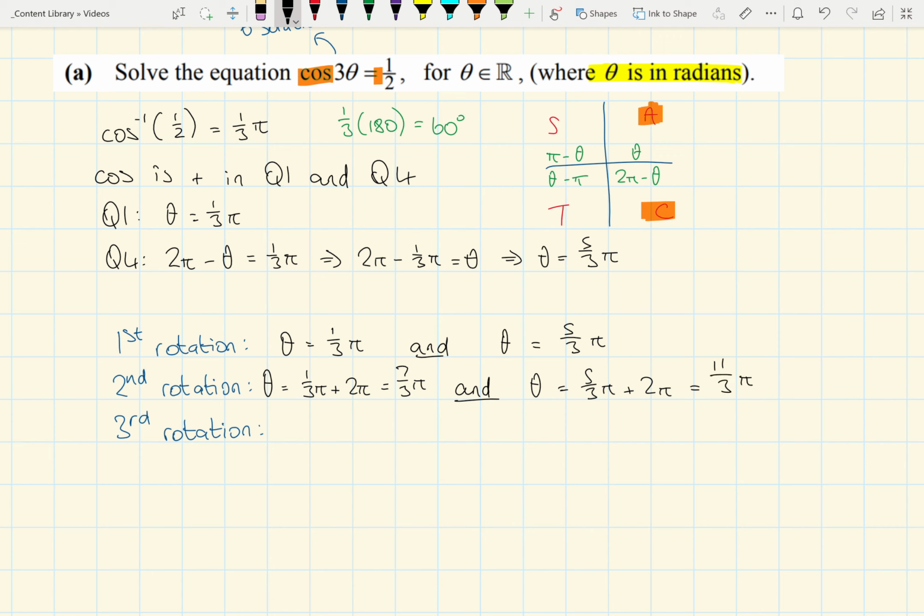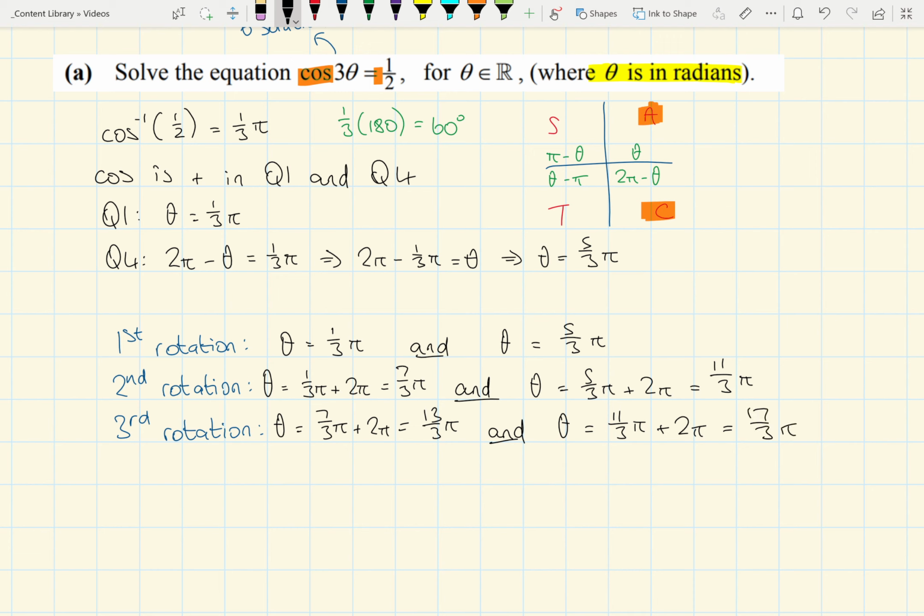And then our third and final rotation, you can just take your answer from above and add on 2 pi. That's the easiest way to do it. We're going to get 13 over 3 pi. And our second answer, again, take your answer from above, 11 over 3 pi plus 2 pi, and we're going to get 17 over 3 pi.